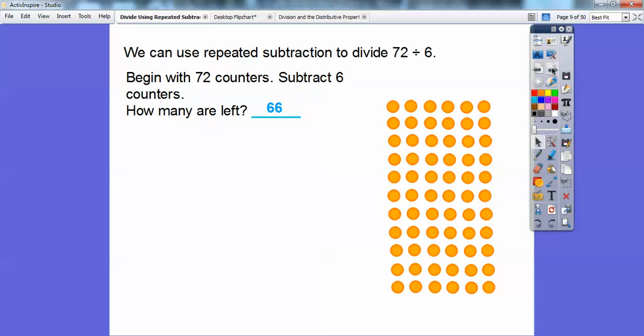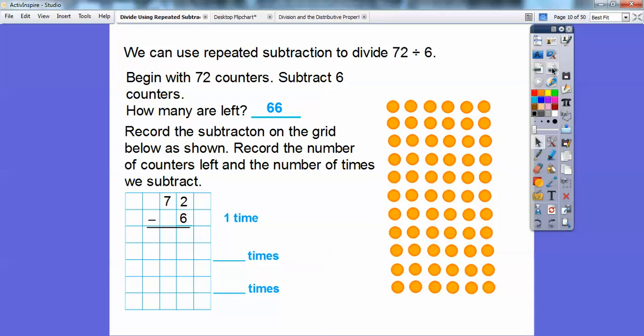All right, now we're going to record the subtraction on the grid below as shown, and then record the number of counters left and the number of times we subtracted 6. So here's the first time. The first time we subtracted 6, we get 66. There's 66 left. Let's subtract 6 another time. Now this is the second time we're subtracting 6. We're just going down by 6 because that's what we're dividing by. So 66 minus 6 is 60.